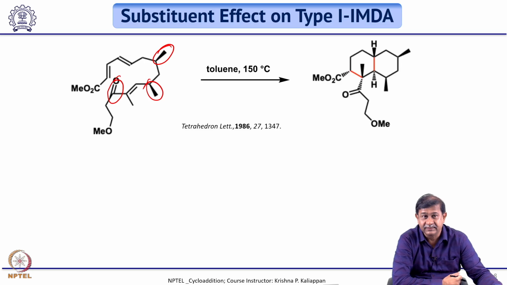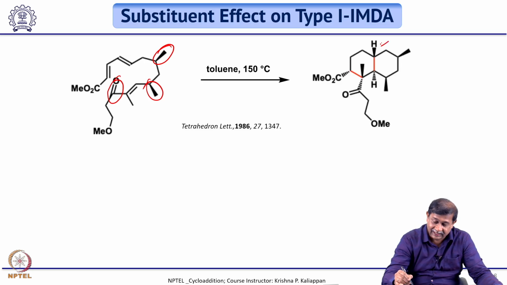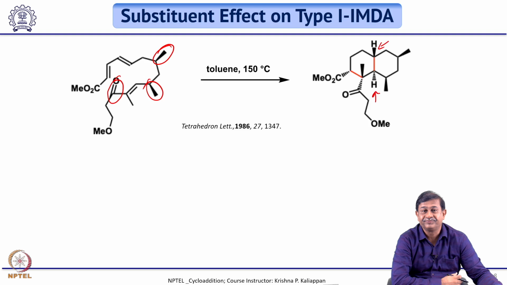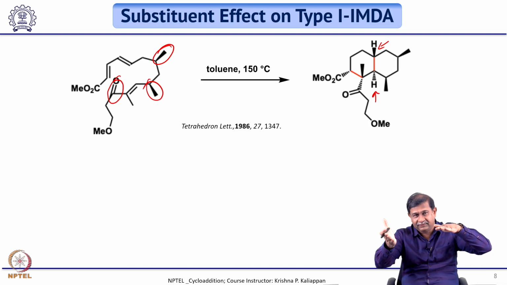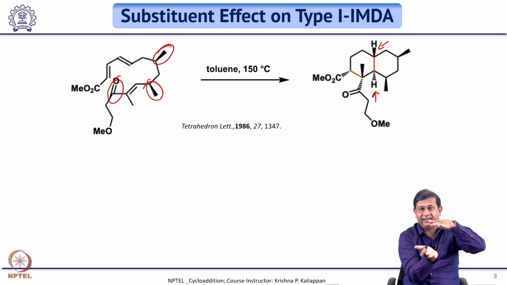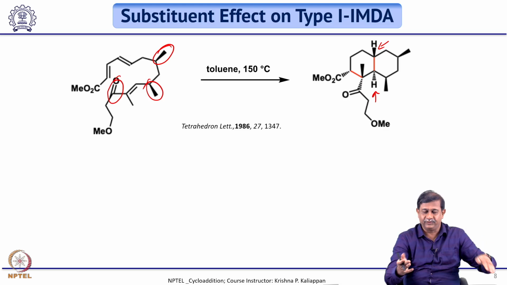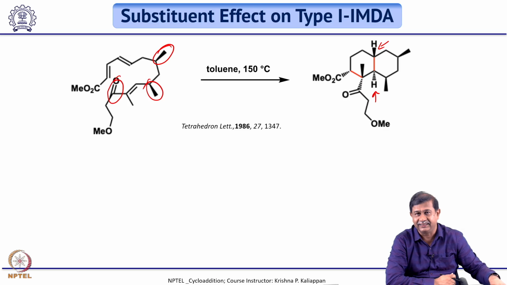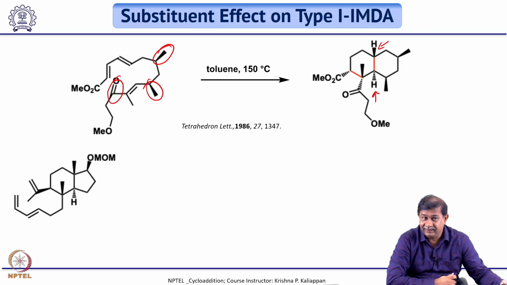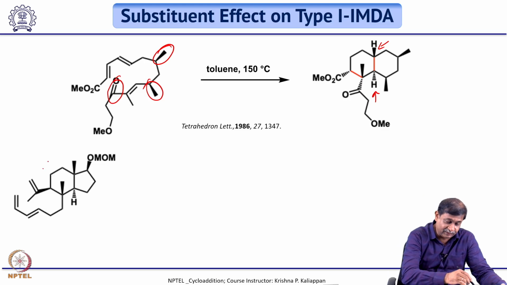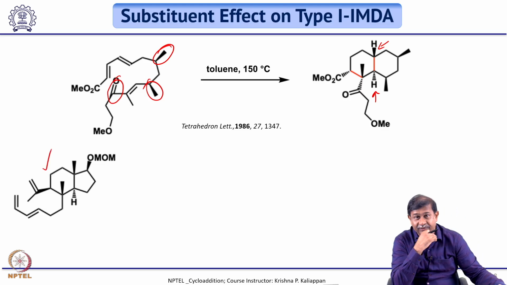So when you do this, you will get the trans isomer. This you can easily draw. You take this diene and then put the dienophile under this. The carbonyl group will be under the diene, so you will get the trans ring junction. Don't get confused, I am giving exactly the opposite example. Here in this case there is no electron withdrawing group.